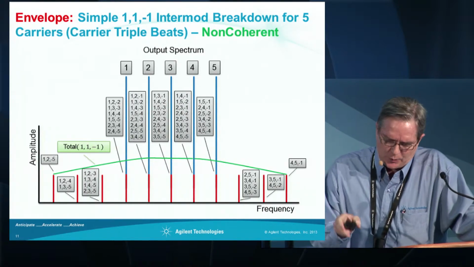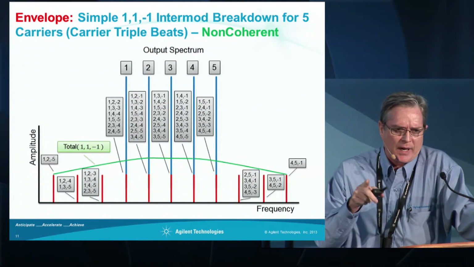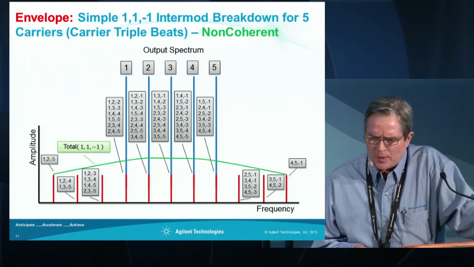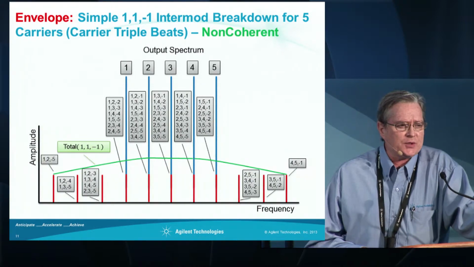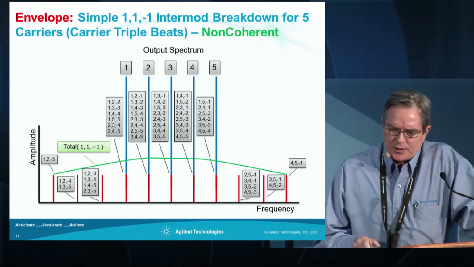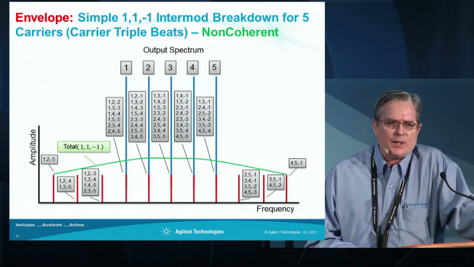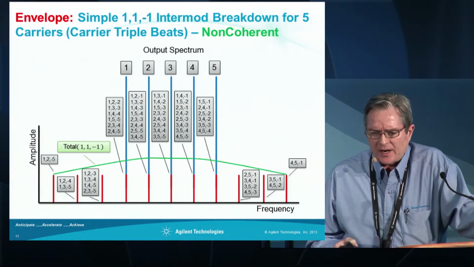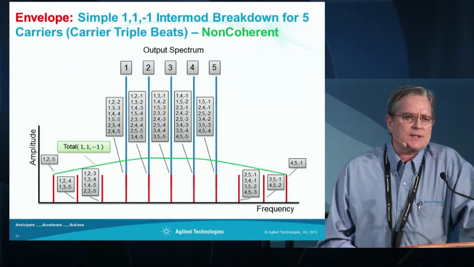If you look right underneath carrier 1, there's a gray box off to the left. Those are listing the combination of carriers that generate a particular intermod. On the very left, under the first carrier, there are 5 intermods generated: 1 plus 2 minus 2, 1 plus 3 minus 3, and so forth. Under carriers 2, 3, and 4, we have 8 intermods being generated. And under carrier 5, we have 5, and then you can see some of the ones out of band.